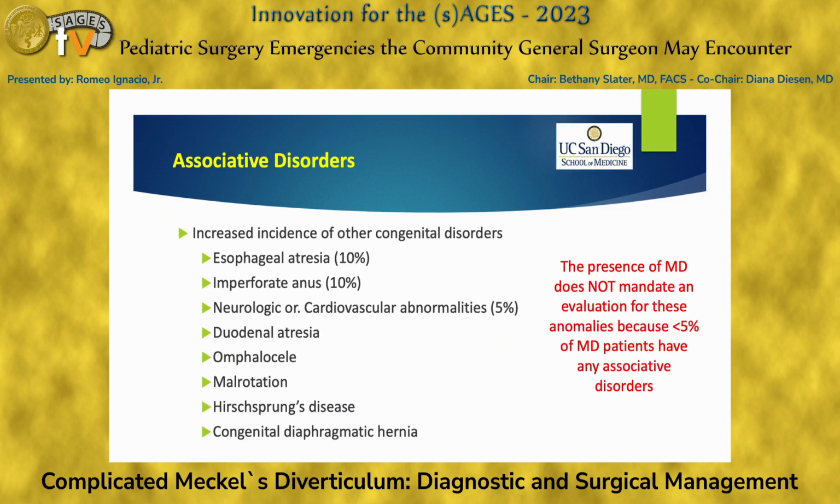These are some of the associated disorders that can be seen with Meckel's diverticulum. You can see esophageal atresia up there and imperforate anus. But keep in mind, you don't have to really work this up, because the majority of patients already had that diagnosis way before you saw them with Meckel's diverticulum. It doesn't mean that you have to work up a cardiovascular anomaly or a neurologic abnormality, because less than 5% are going to have those associated disorders.